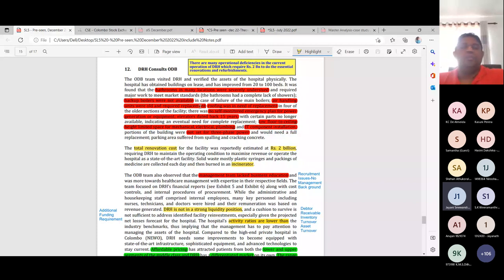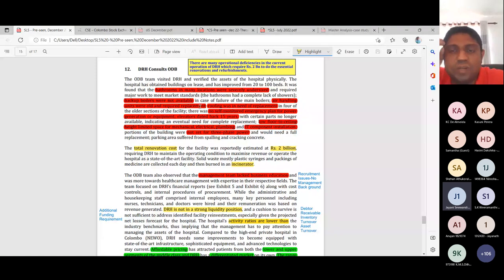Then the ODB team visited DRH and verified the state of the hospital physically. And that is your role possibly. Right? The hospital has obtained a building on lease and has improved from 20 to 100 beds. It was found that the bathrooms in many locations were severely undersized and required major work to meet market standard. Those are issues actually. The bathrooms had a complete lack of showers. Backup boilers were not available in case of failure of the main boilers. So issues, right? Air handling units were old and required replacement. Roofing was in need of replacement in four of the older sections of the facility.